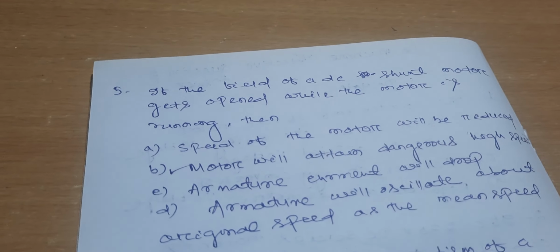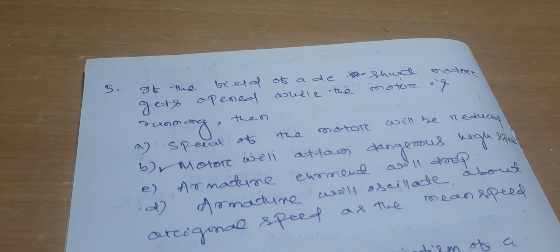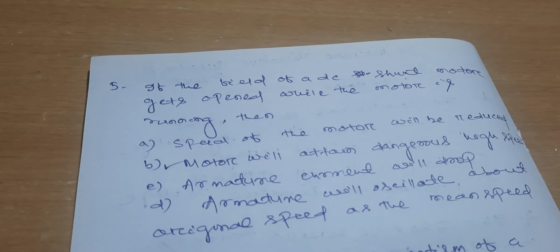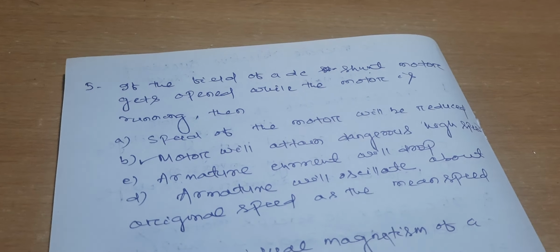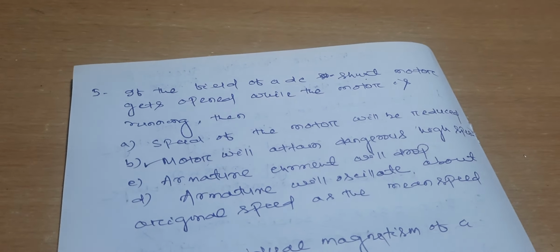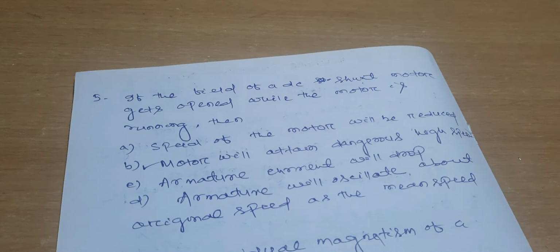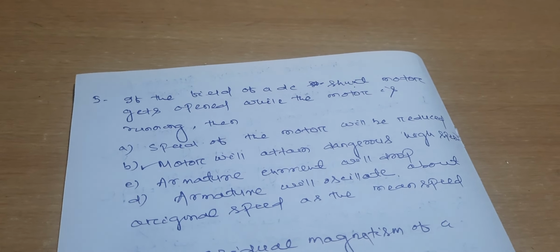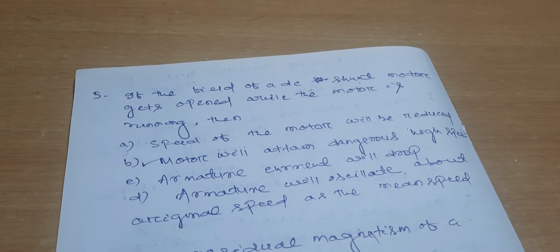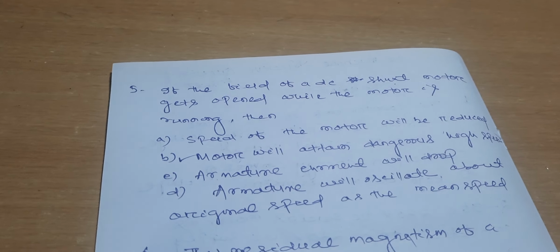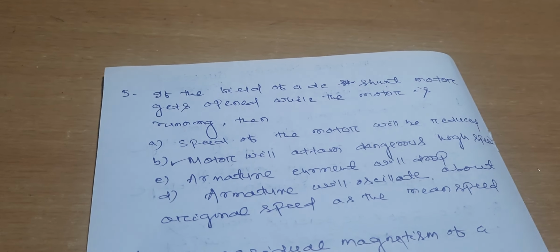Then come to question number 5. If the field of a DC shunt motor gets opened while the motor is running, then the speed of the motor will be reduced; the motor will attain dangerously high speed; armature current will drop; armature will oscillate about original speed as the mean speed. So here option B is correct. The motor will attain dangerously high speed.